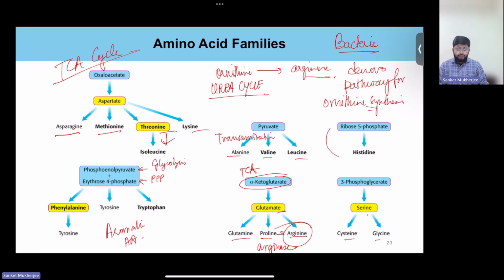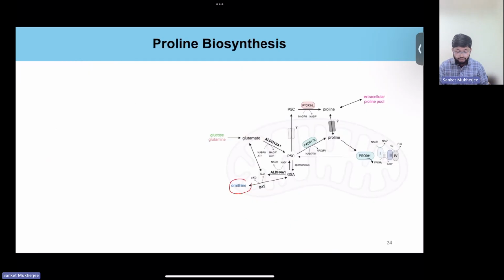Talking about proline biosynthesis, I talked about that in general. It can be formed from ornithine or glutamine. Both can actually form proline. So there are two ways to go about it, and that's exactly the point that we were trying to tell you.